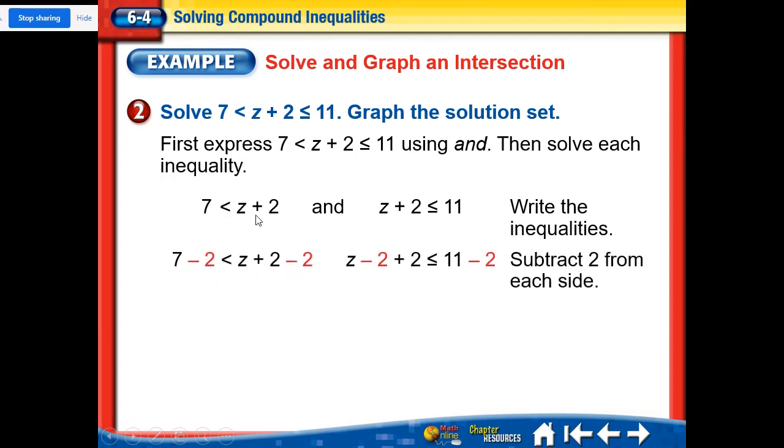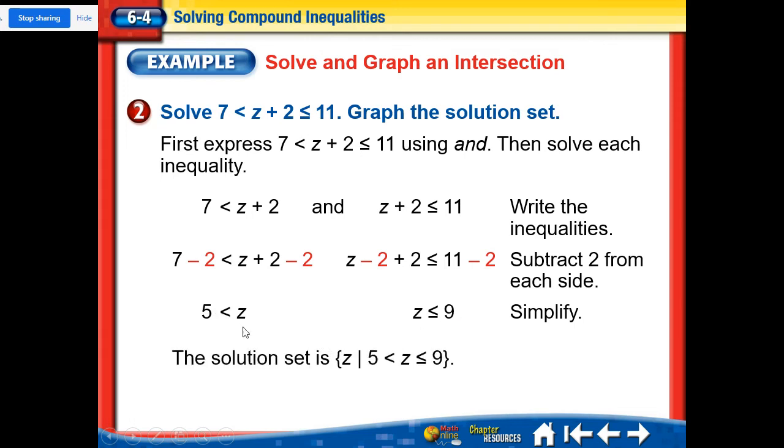So I'm going to minus 2 from this side, and I'm going to minus 2 from over here. The nice thing is they do tend to be very similar on how to solve them. So if I subtract 2 from both sides, I get 5 is less than z, and z is less than or equal to 9. And we can write it that way, leaving it this way: 5 is less than z is less than or equal to 9. But in order to graph it, we will want to go ahead and switch that around.